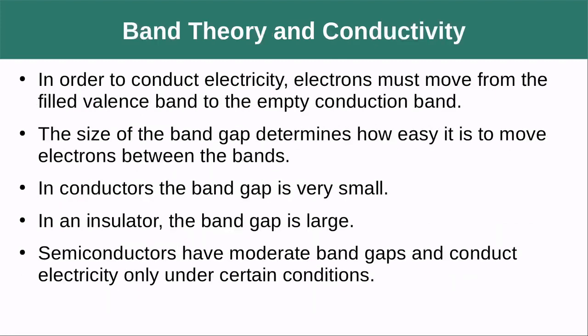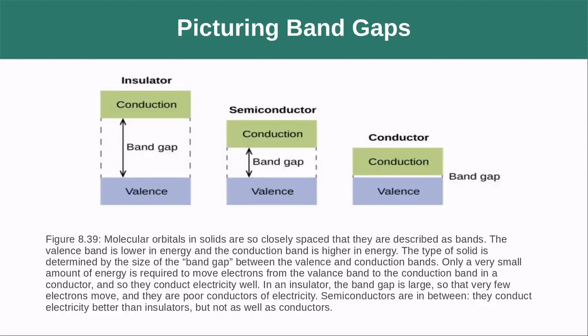In order to conduct electricity, electrons must move from the filled valence band to the empty conduction band. The size of the band gap determines how easy it is to move electrons between the bands. In conductors, the band gap is very small. In an insulator, the band gap is large. Semiconductors have moderate band gaps and conduct electricity only under certain conditions.